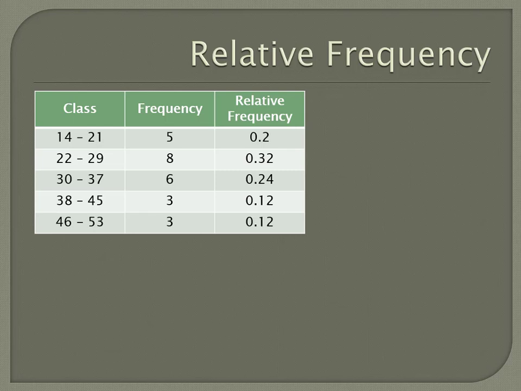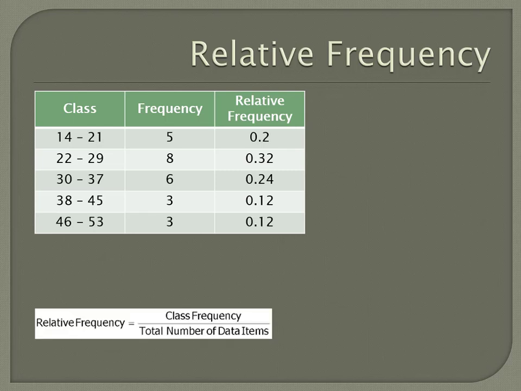Relative frequency. Relative frequency formula looks like this. You take the class frequency divided by the total number of data items. So let's get the total number of data items. If I take 5 plus 8 plus 6 plus 3 plus 3, that's going to all add up to 25. Now, for the first class, the relative frequency there, I'll take the class frequency, which is 5, divided by the total frequency, which is 25. So 5 divided by 25 is 0.2. So you can answer as 0.2 or 20%.